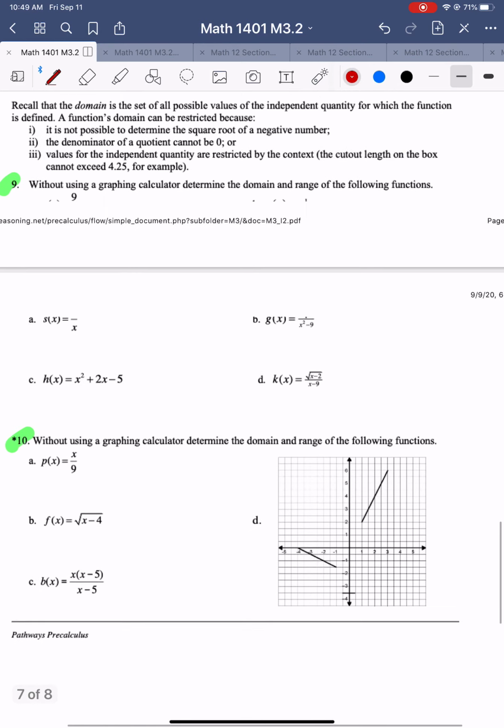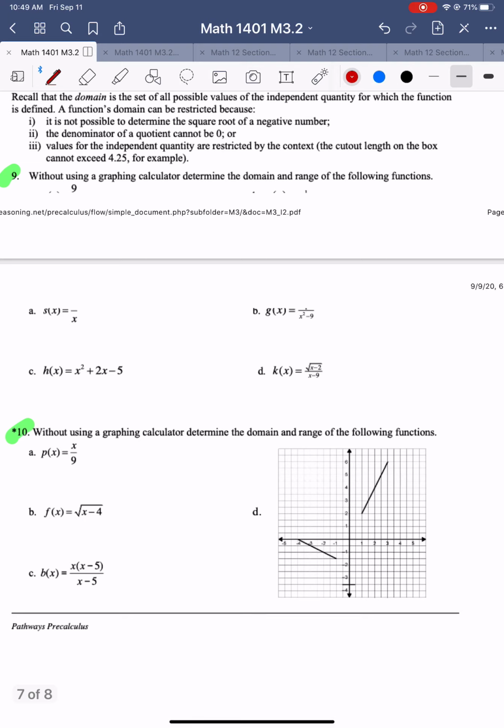All right, let's go to number 9. Without using a graphing calculator, determine the domain and range of the following functions. It's actually easy to find if you use a graphing calculator, but they said do not use a graphing calculator. So let me fix the problem. So a should be 9 over x, and then g should be 1 over x squared minus 9.